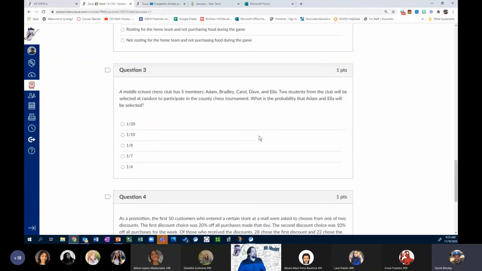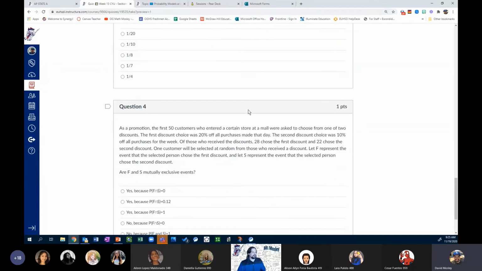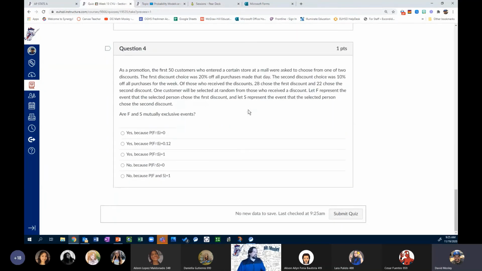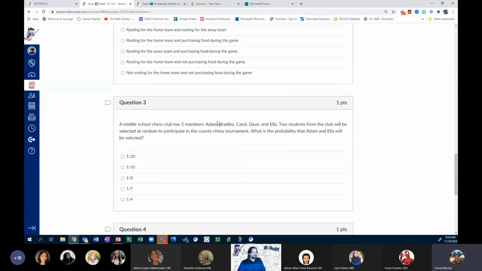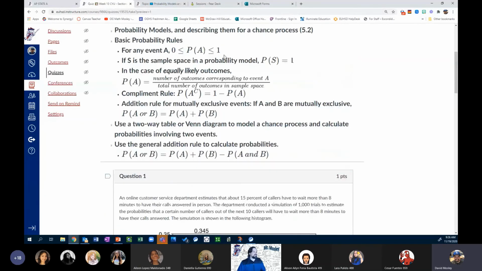Ooh, I need to do an example for this one. Question 3 has to do with making a sample space, when you have to choose a number of things from a set number of options. So I'm going to show an example of that real quick. Yeah, this is using some of what we just went over with the new notation and determining if events are mutually exclusive. So let me do this real quick.